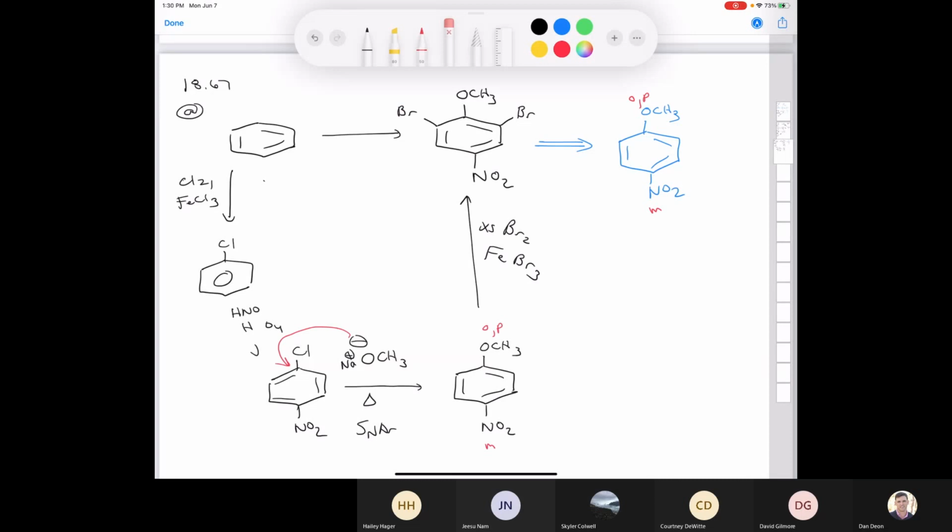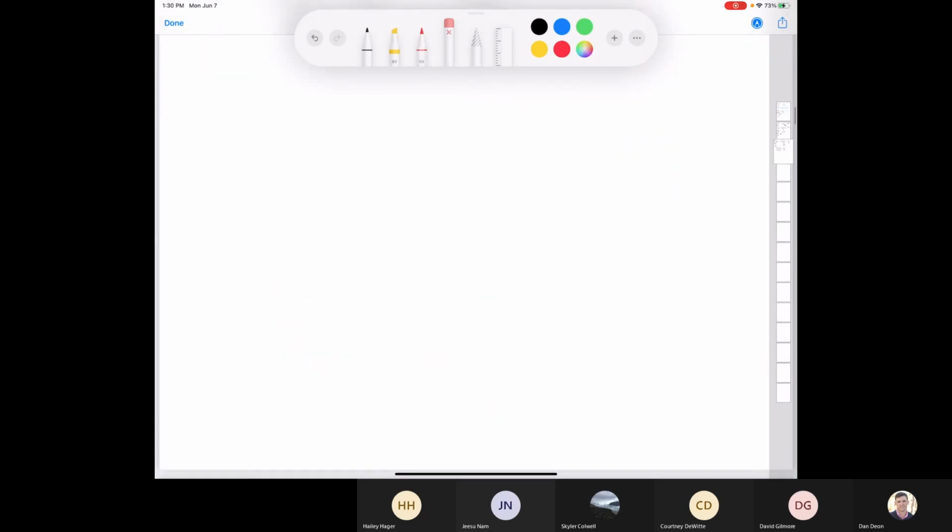I had another one. I know there was one I really wanted to do here. Oh, let's try 18.67b. I think this one's a little quicker. I don't think it's easy. If it was easy, anybody off the street could do it, right? So 18.67b, we're going to start with benzene. And the compound they want us to make has two carboxyl groups on it.